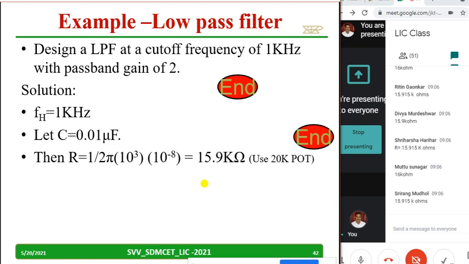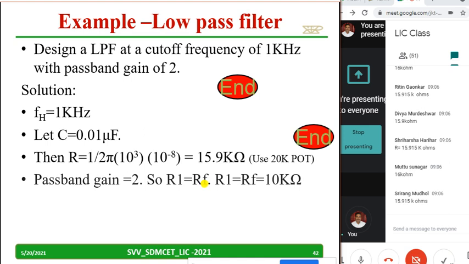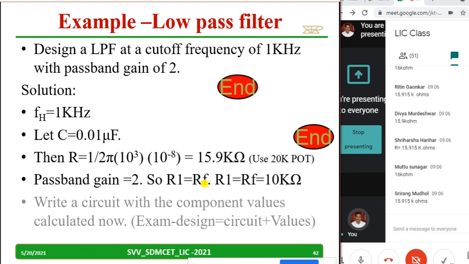15.9. How to get a 15.9 kilo ohm resistor in our laboratory? If I am doing this particular experiment, you can take a potentiometer of 20K. Means pot or potentiometer. Rotate it and adjust it to 15.9K. Then you can make use of it. Passband gain they have given is 2. Let us take R1 equal to RF equal to 10 kilo ohm and write down the circuit diagram.